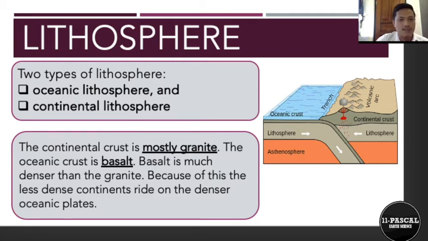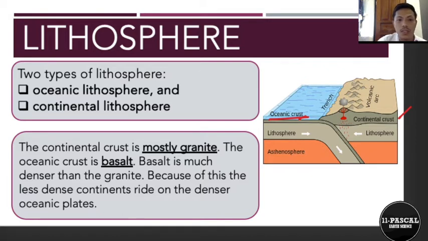So granite. Because of this, the less dense continents ride on the denser oceanic plates. We can see here that the continental crust floats on top of the oceanic crust. Because this is denser compared to the continental crust. Kumbaga, mas mabigat siya compared to the continental crust.